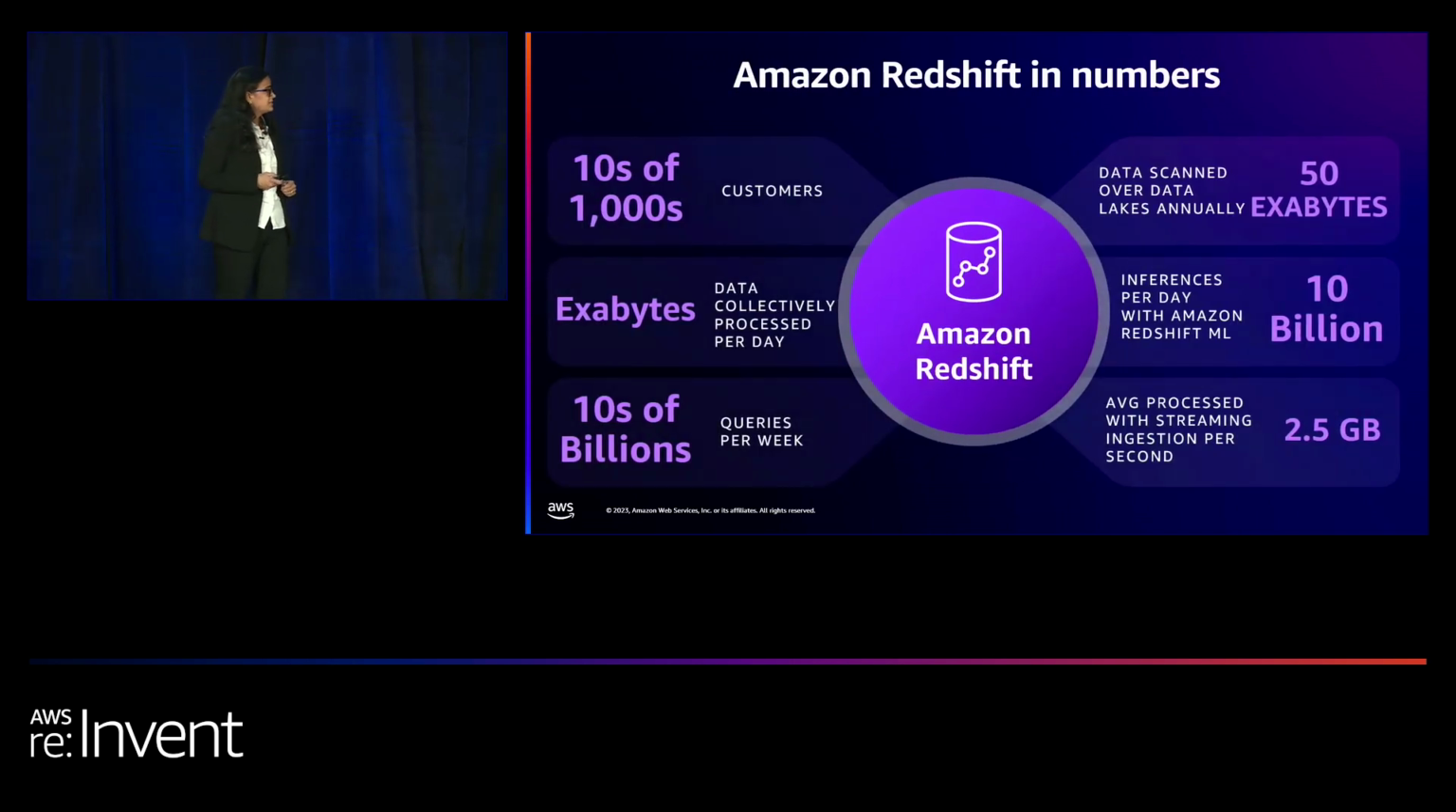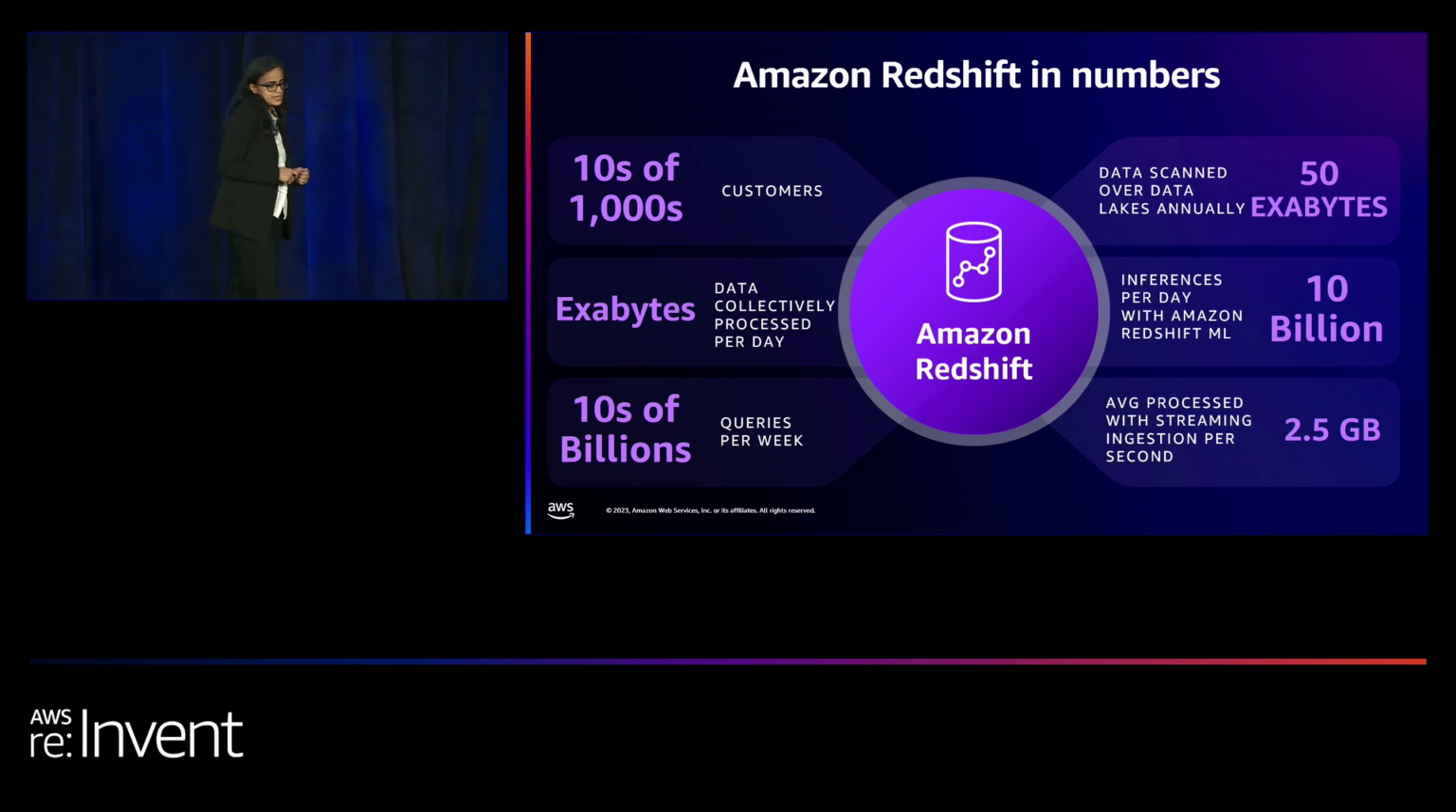A quick show of kind of numbers on Redshift. We have tens of thousands of customers. Collectively, Redshift processes exabytes of data per day, executing over tens of billions of queries per week. And Redshift offers the ability to query data in open formats like Parquet, ORC, JSON, etc. And just on the data lake, we have approximately 50 exabytes of data that is getting scanned on an annual basis.